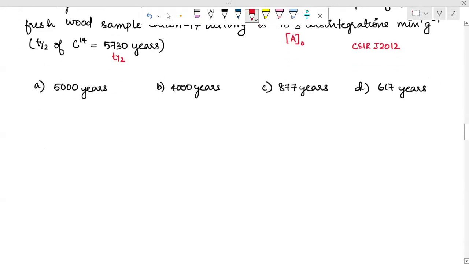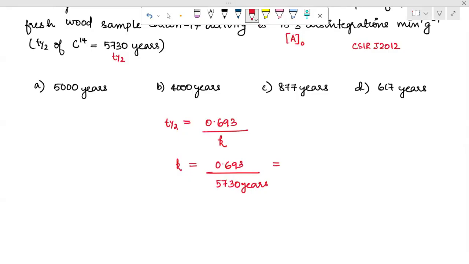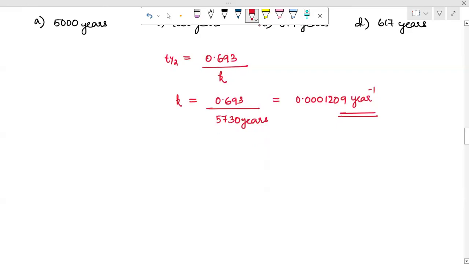Let's try. How to find? We know that T half is equal to 0.693 by K. Now from this, we can calculate K, which is 0.693 divided by 5730 years, which, once you calculate this, you will get as equal to 0.001209 per year. This is your rate constant.